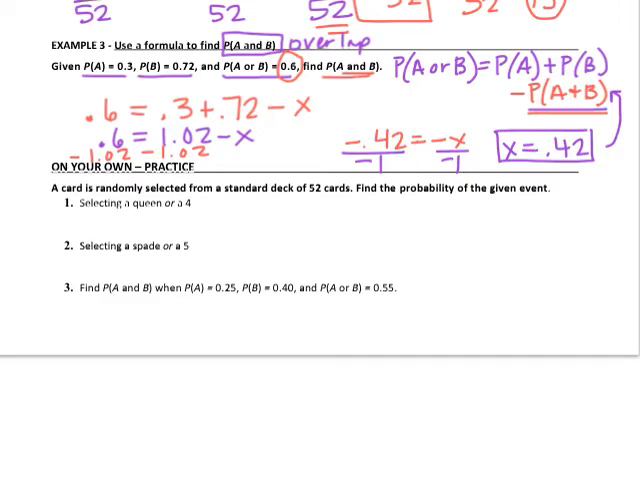For the front side of this page, you have 3 practice problems to do, and each one of these problems has already been done for you. Example 1 is just like number 1 here, example 2 is just like number 2, and example 3 is just like number 3. So try those out, try them on your own. If you have some questions, make sure you ask about them in class tomorrow.